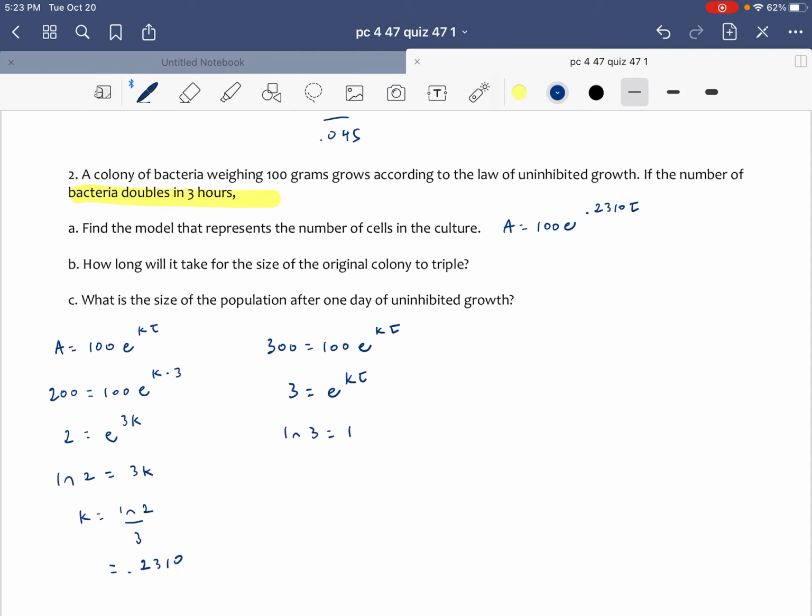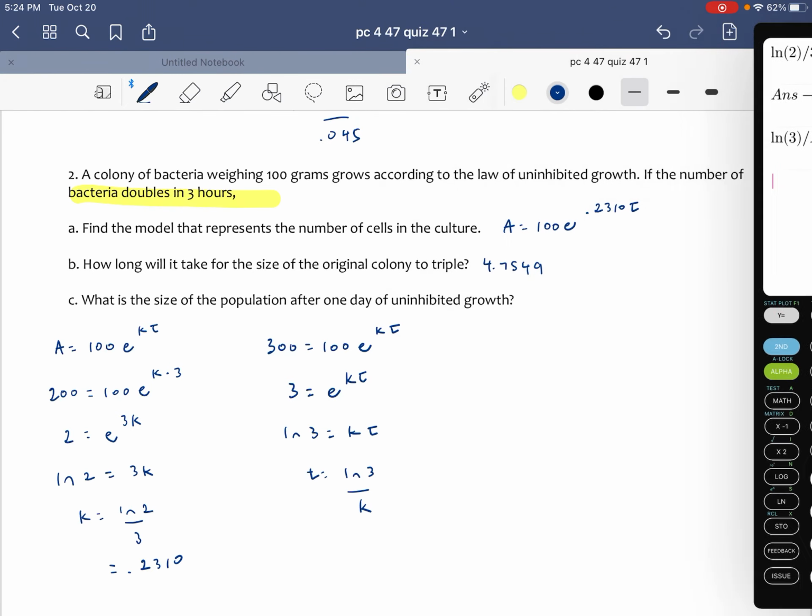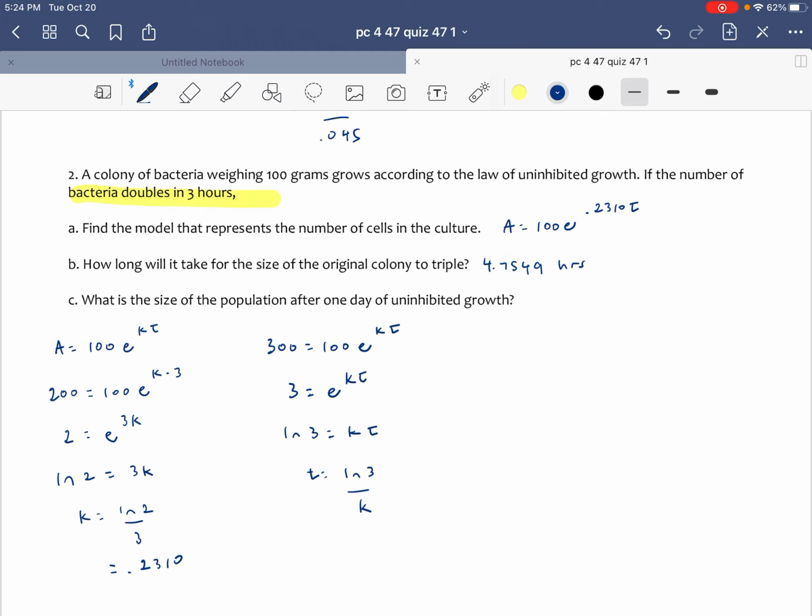Natural log of the two sides, so I can pull the exponent out. And then I'll divide in order to find time. The natural log of 3 divided by my k value. And that's why I stored the k. 4.7549. And that is in hours.